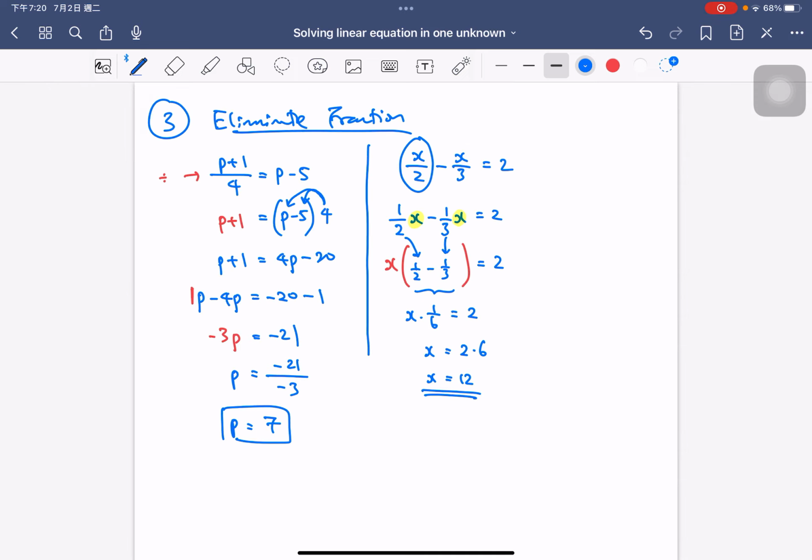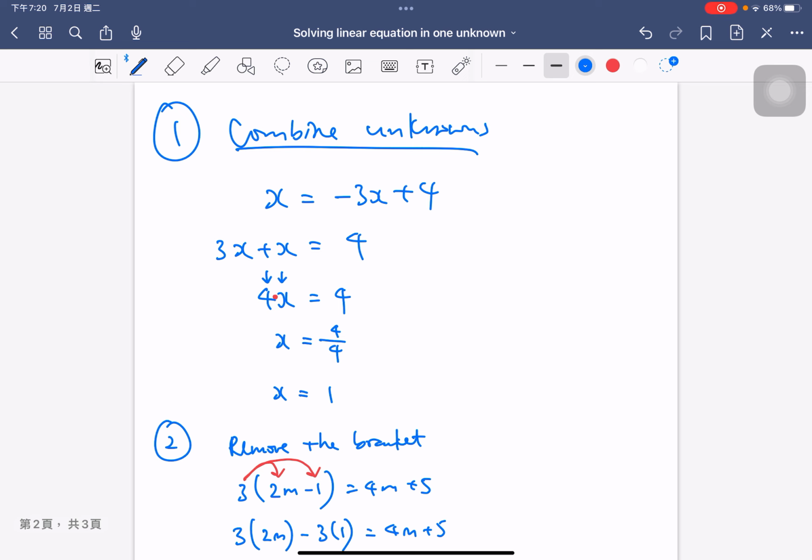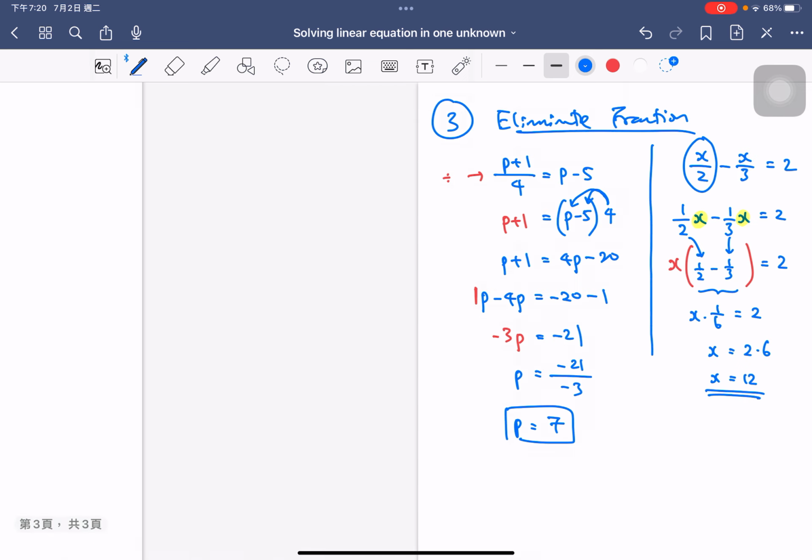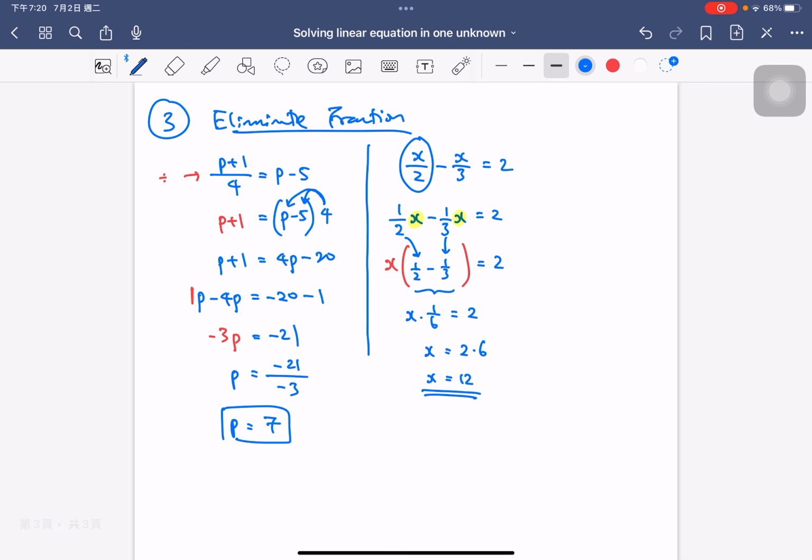So those are the two different ways of solving these linear equations. So we have three rules. The first one is combine unknowns. The second one is remove the brackets. Then the third one is eliminate the fractions. Okay?